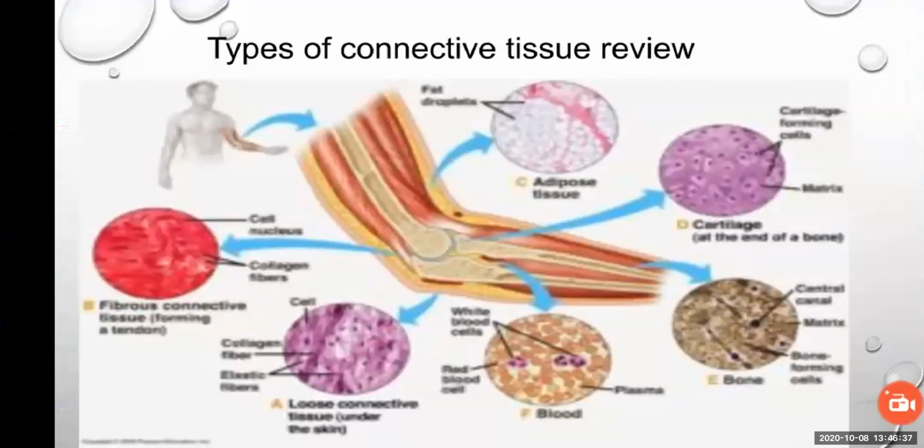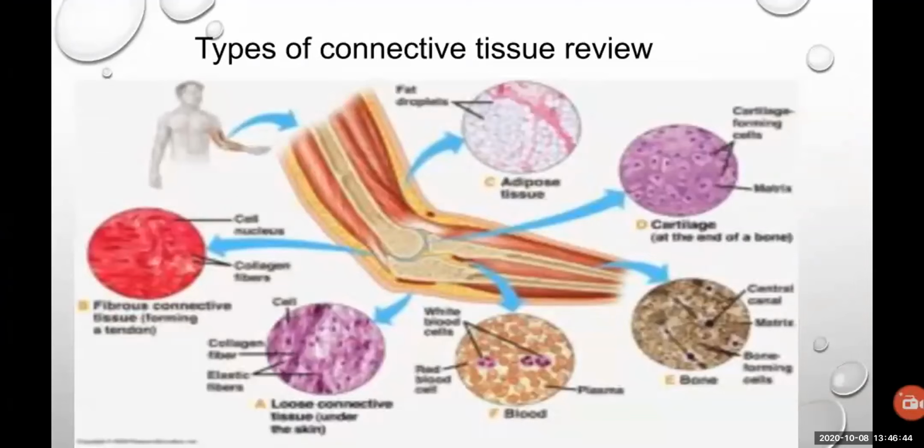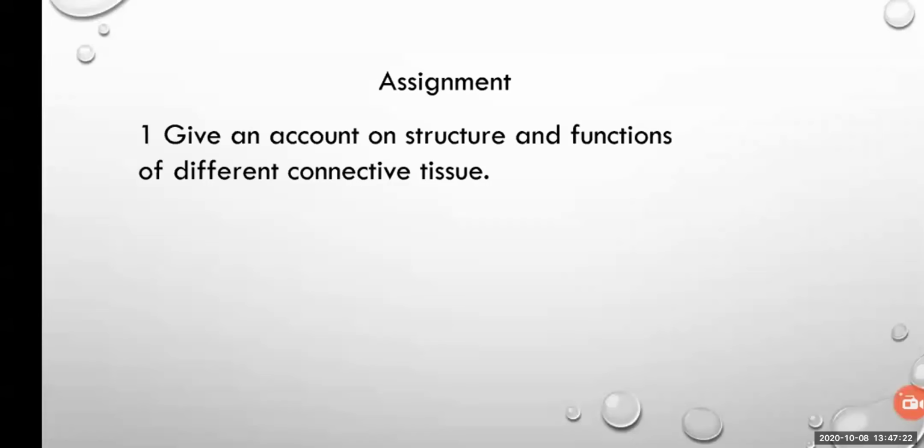Okay. So this was the recap of the connective tissue. I would like to ask if anyone has any doubt, we can just clear it now. The structure of the tissue and the function of different types of connective tissues. This is over, ma'am.